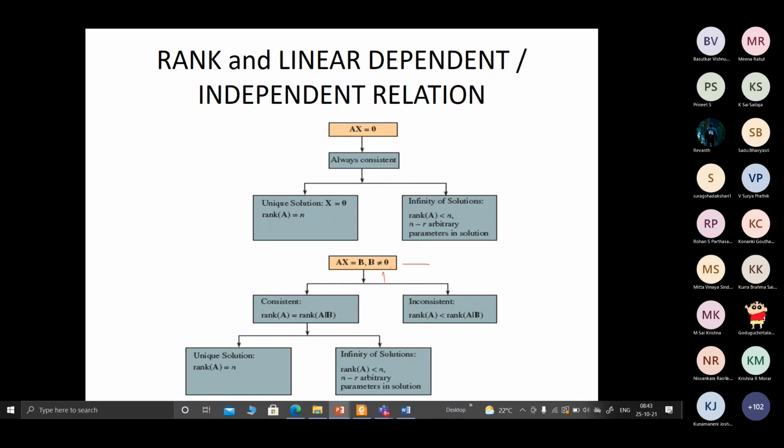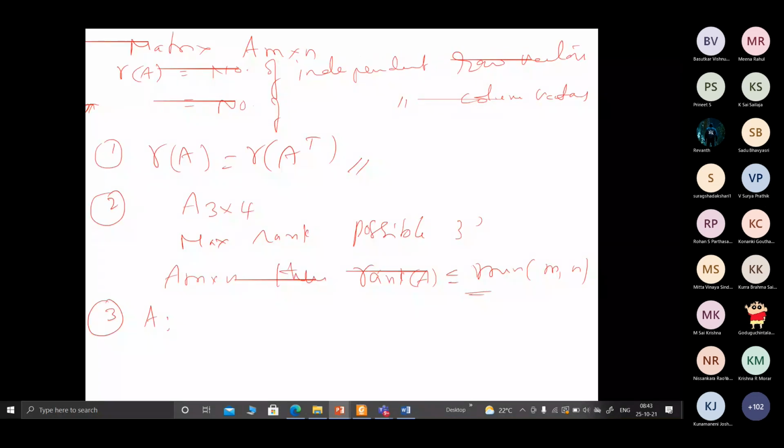Can you explain the last second point? The second point: m cross n, and then the rank. See, the order is 3 by 4. What is the maximum rank possible? 3, no? If it is m by n, the maximum rank possible will be the minimum value of these two values. That's why I have written minimum of m comma n. We don't know whether m can be more or n can be more, so we have to write minimum of m comma n. That's all.